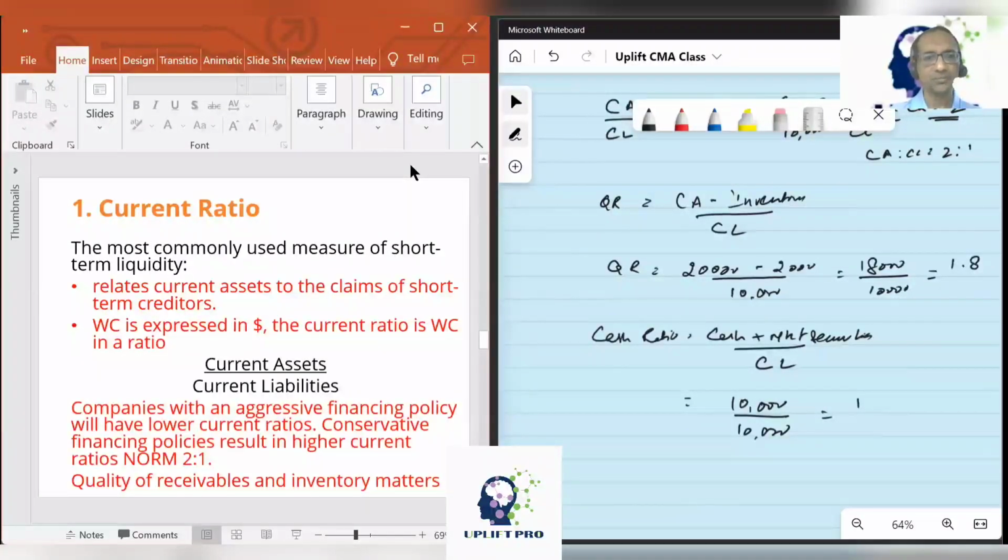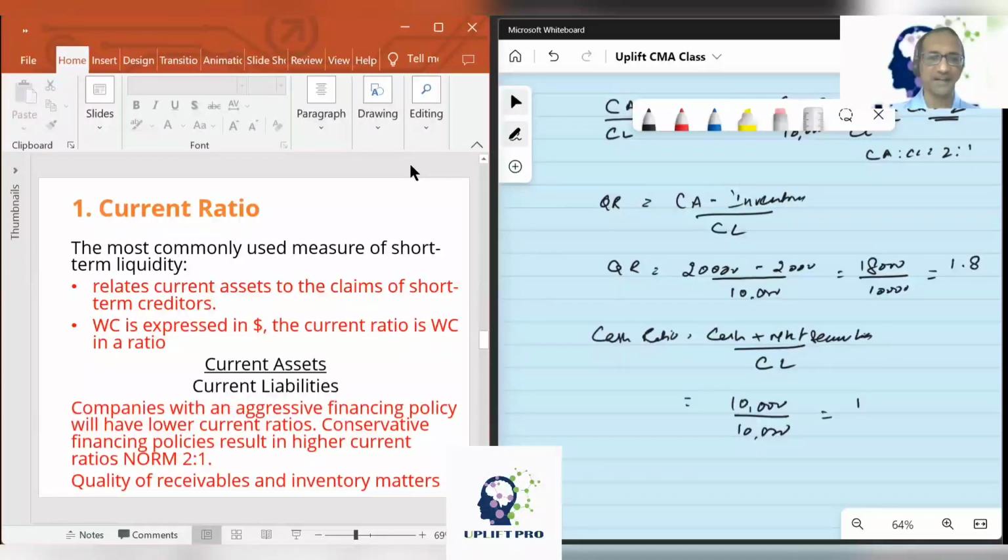The most commonly used measure of short-term liquidity relates current assets to the claims of short-term creditors. Working capital is expressed in dollars. So working capital is current assets minus current liabilities in dollar value. The current ratio is the same working capital expressed as a ratio, right? Current assets divided by current liabilities.